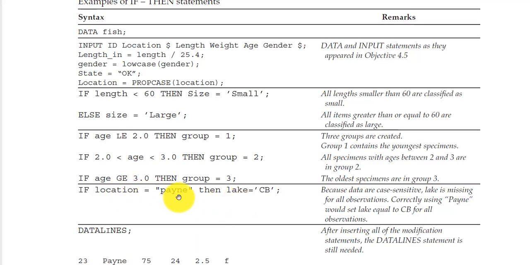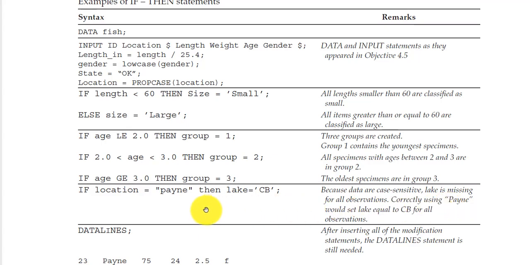All right, if location equals Payne. Because the data are case sensitive, then Lake is going to be missing everywhere. Because remember, we corrected location up here. Location is proper case of the location. So up here, remember we had locations. Some of those locations were spelled out with a capital P for Payne, and one with a lowercase p. So as soon as I correct it up here, this is never true. Okay, because all of our data are case sensitive, Lake is going to be missing for all of the observations. We should have used an uppercase P for Payne.